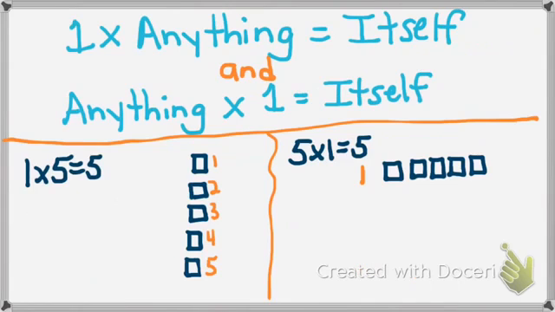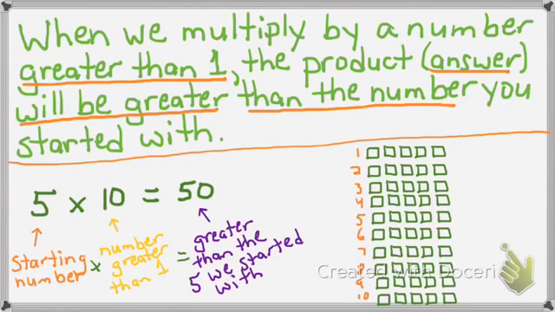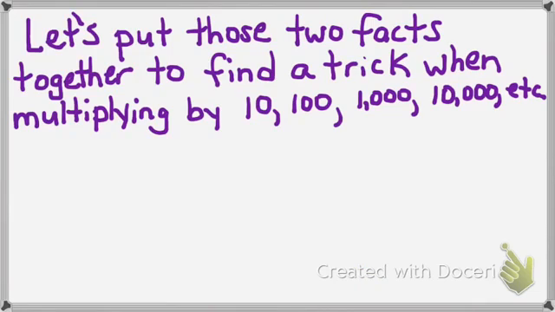So let's go back and review those two facts. 1 times anything equals itself. And when we multiply by a number greater than 1, the product or answer will be greater than the number we started with. Let's put those two facts together to find a trick when multiplying by numbers like 10, 100, 1,000, 10,000. These are all numbers that are powers of 10. They have a 1 and zeros in them.